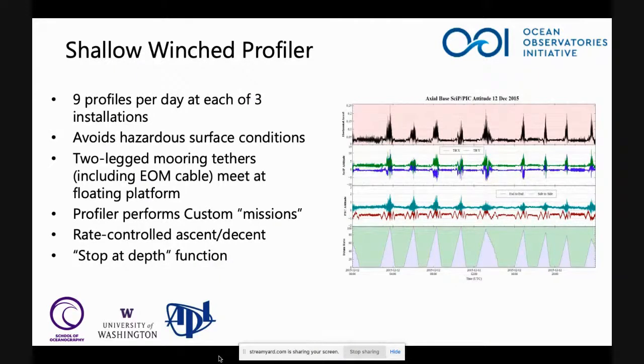So the shallow winched profilers, they do 9 profiles a day at each of the 3 installed sites. They are programmed to avoid hazardous surface conditions. So if there's large waves on the surface, they will turn around early to save themselves, and that's been working quite well. And also the missions that they run, the profiling up and down, can be customized. For example, we have a stepped profile that allows the profilers to stop. There are some sensors, especially chemical sensors for pH and pCO2, that require a little more time to equilibrate. And by adding those steps in the profile, we're able to get more accurate readings from those.